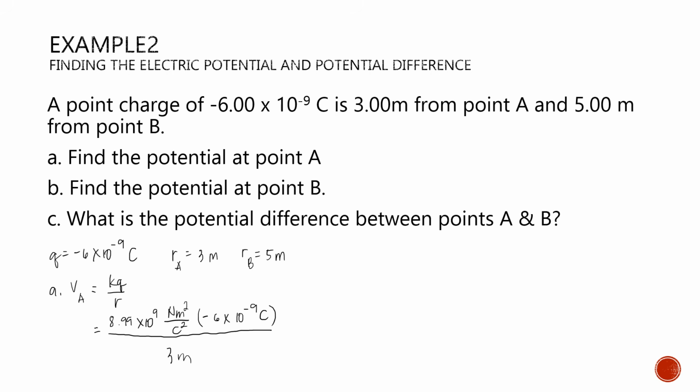Right? So for the dimensions, double check. Meter squared over meter is meter, and then one coulomb would be canceled out. So that's newton meter or joule per coulomb, or volt. So negative 17.98 volts.